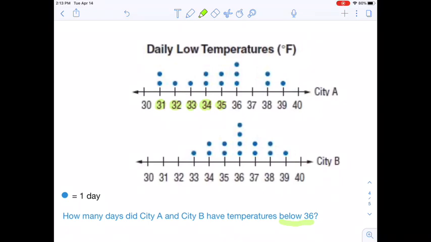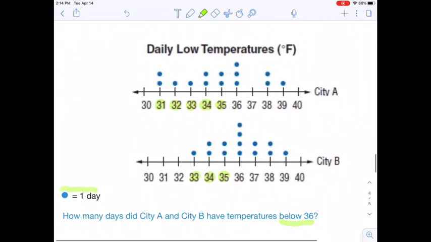And now let's look at city B. Is 33 below 36? Yes. Is 34 below 36? Yes. Is 35 below 36? Yes. Is 36 below 36? No. So I have to include the ones that I highlighted to know how many days did city A and city B have temperatures below 36.